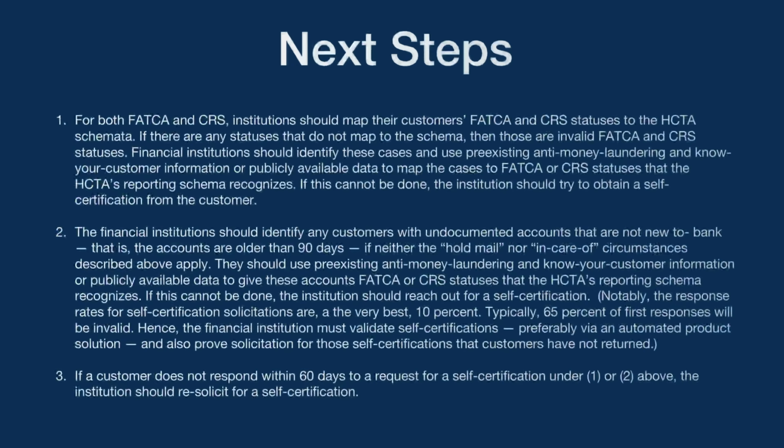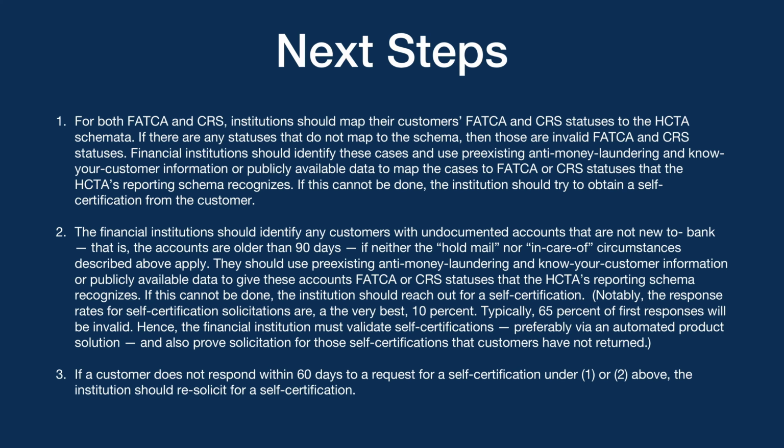Next steps. For both FATCA and CRS, financial institutions should map their customers' FATCA and CRS statuses to the host country tax authority schemas. If there are any customer financial account statuses that do not map to the schema, then those are invalid for the purposes of FATCA and the CRS. Financial institutions should identify these cases and use pre-existing AML or KYC information or publicly available data to map these customers to a FATCA or CRS status that is recognised by their host country tax authority. If this cannot be done, the institution should try to obtain a self-certification from the customer.